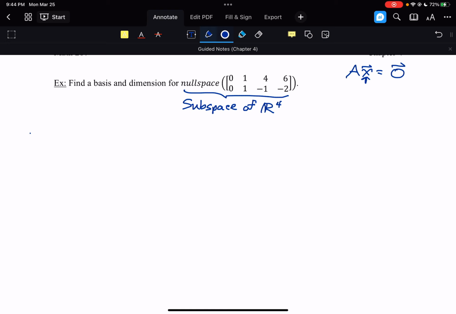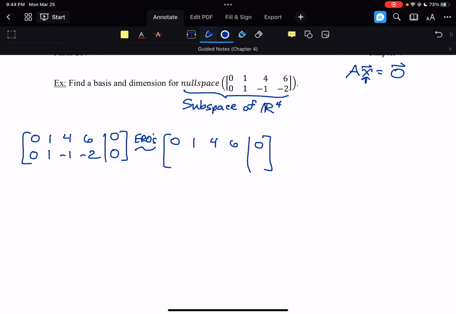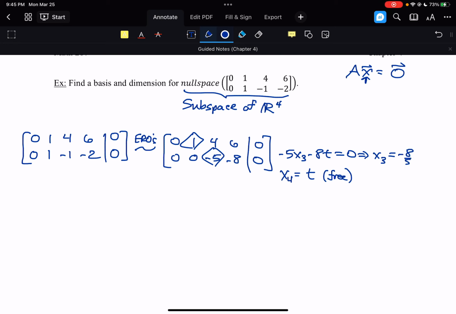So if we get 0, 1, 4, 6, 0, 1, negative 1, negative 2, with zeros. If we perform the EROs here, we have 0, 1, 4, 6 with 0, 0, 0, negative 5, and negative 8 with 0. So we get 2 pivots. So we get x4 is t, that's a free variable. Then we have negative 5 x3 minus 8t equals 0. So x3 is negative 8/5 t.